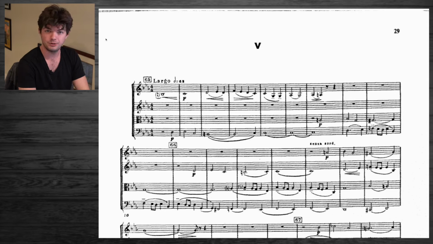Hello, welcome back to How Shostakovich Wrote His String Quartet Number 8. Today we are looking at the fifth and final movement. We're wrapping it all up today.